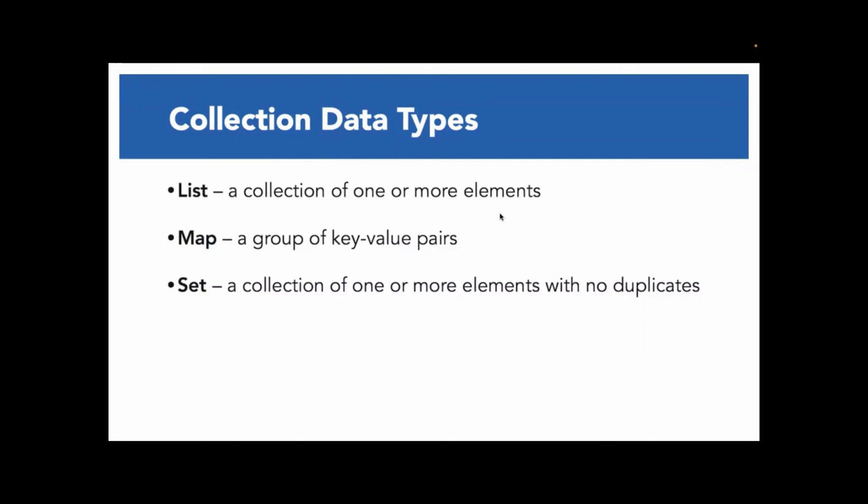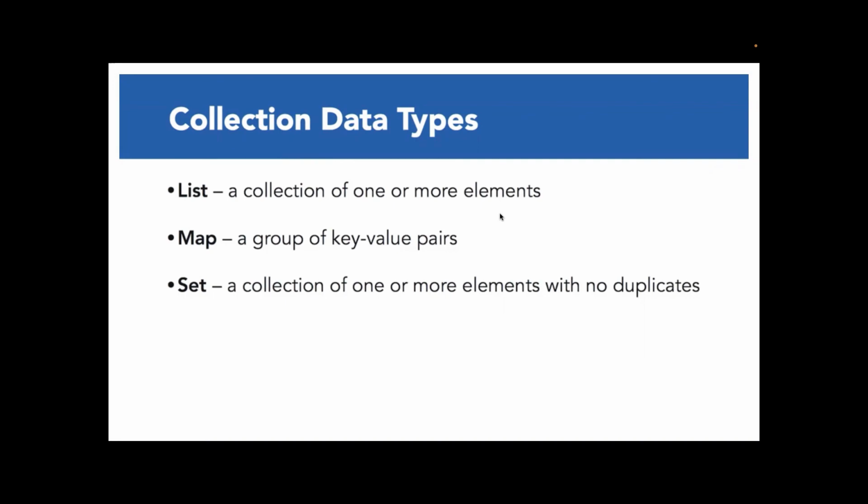Now, in addition to these atomic types, there are 3 types of collections. List, which is a collection of one or more elements where order matters. Map, which is a group of key value pairs. And set, which is a collection of one or more elements with no duplicates and where order does not matter. Collections are useful when you want to keep multiple values in a single column.